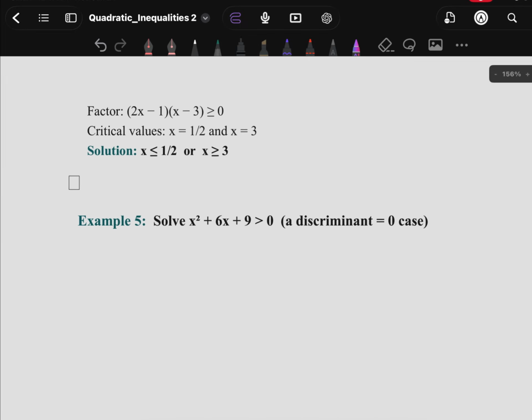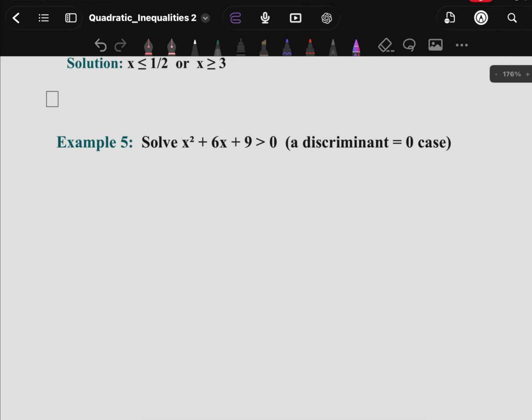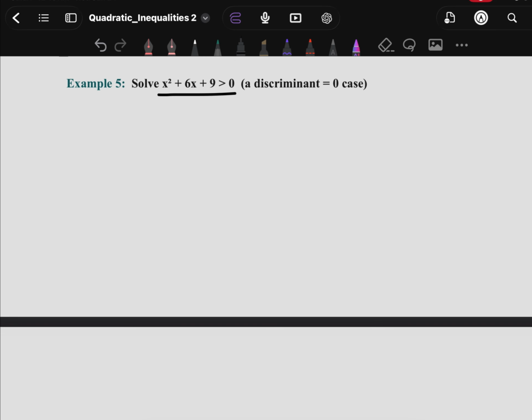Now, this is another problem, and this is where the discriminant is equal to 0. And this one I have to show you is pretty much the exact same thing, but with a little tiny nuance. Now, what you have to understand is that this is a perfect square trinomial, meaning that it has only one answer to our discriminant.